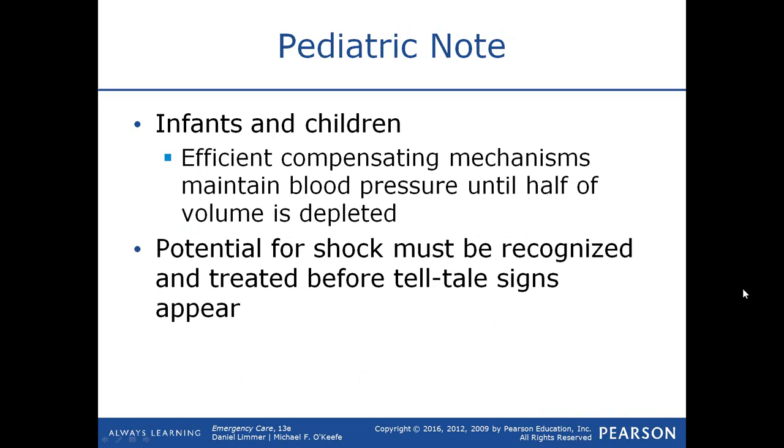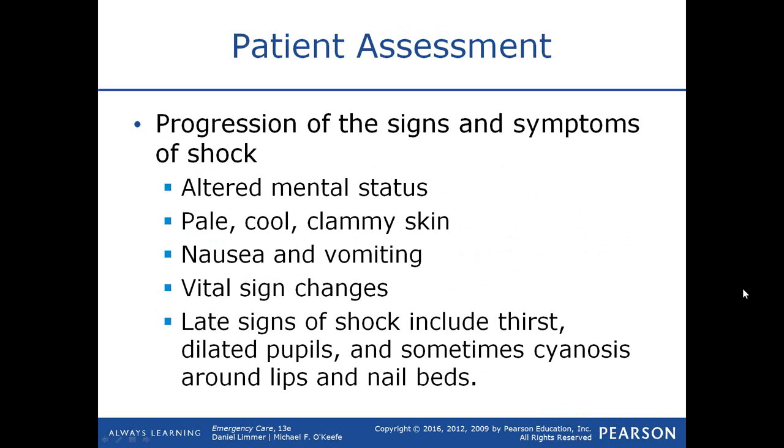But once they decompensate, once their compensatory mechanisms no longer work, they plummet quickly. So they travel along a line of everything looks pretty good, and then they crash. Where adults, you can gradually see them getting worse and worse. Children aren't that way. So you have to recognize shock before that blood pressure crashes in children in order to be effective. So look for the signs and symptoms of shock in somebody who's bleeding.